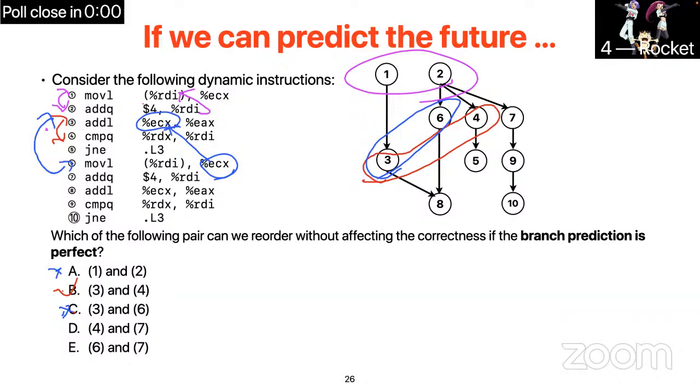And 4 and 7, there's no data dependency, right? But if we flip the order of 4 and 7, what would happen? Same thing, your RDI would be overwritten. Yes. So how about 6 and 7? Same concept again, RDI. For 6 and 7, if you reorder them, it's like reordering 1 and 2. So this won't work.